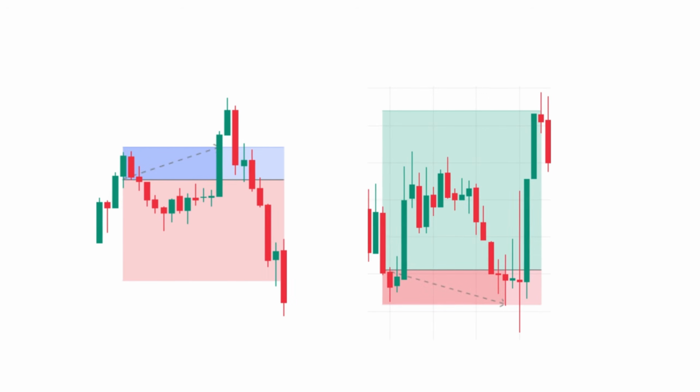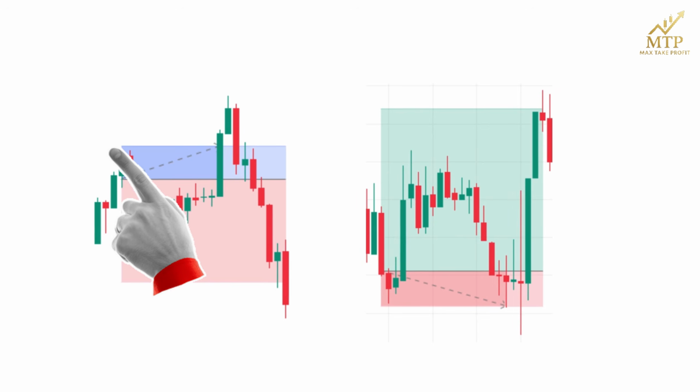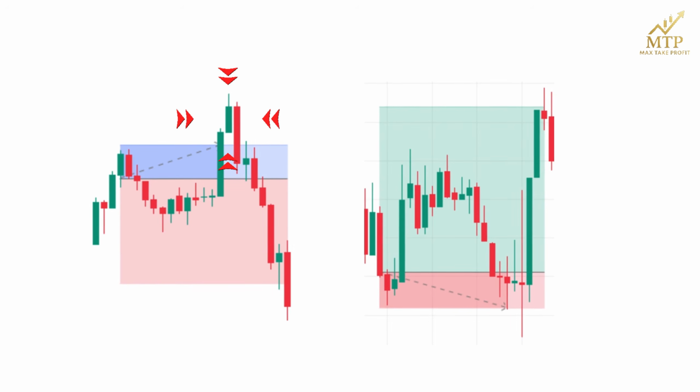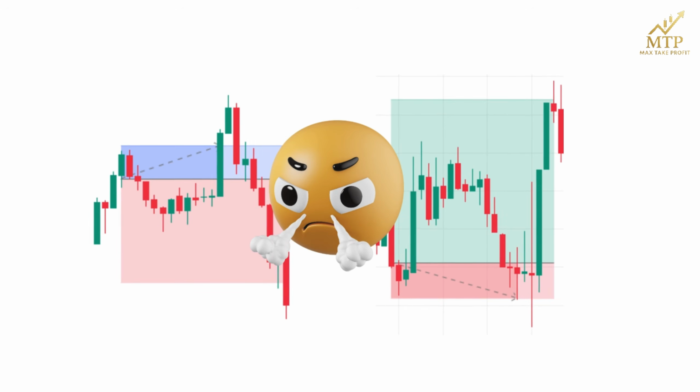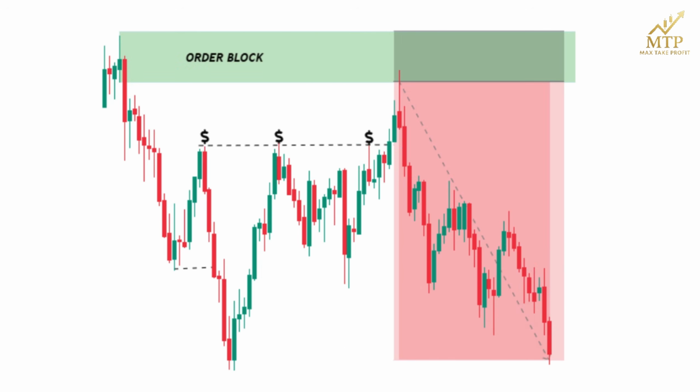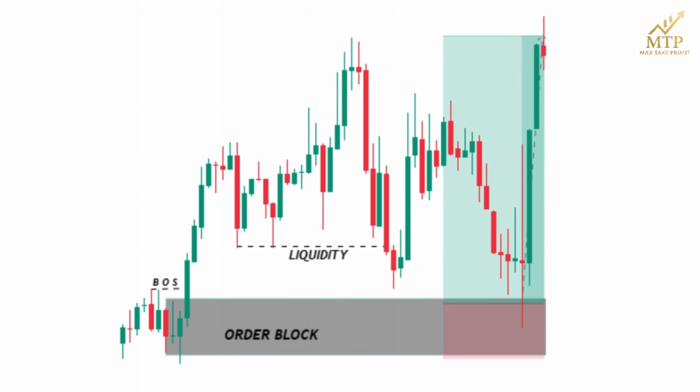You've probably seen this setup on your charts before: the price comes up, hits your stop loss, kicks you out of the trade, then moves exactly in your direction. Frustrating, right? But do you really understand what that means? Because this combination, market structure and liquidity, is literally the secret language that price speaks.